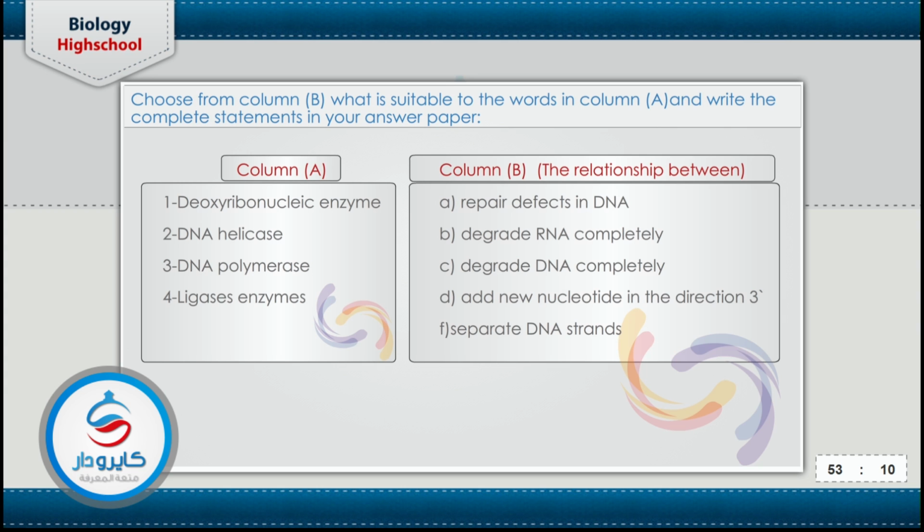Number F, the separate DNA strands. That's the action of the enzyme which is called the DNA helicase, number 2. We understand that the DNA helicase breaks down the hydrogen bonds between the nitrogenous bases to separate the two strands of DNA to allow each of them to act as a template to form the other one.